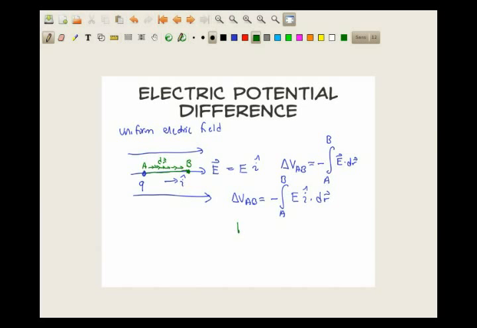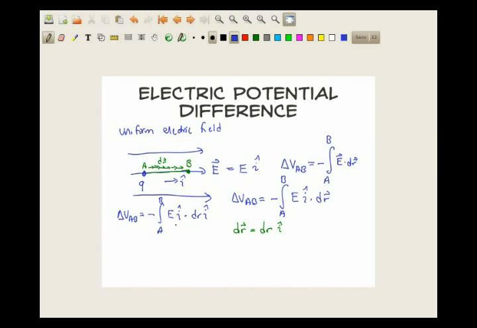So we could write the dr vector as equal to its magnitude, the magnitude of that little length dr, times i hat, because i hat is the unit vector for the dr vector, at least according to the picture that I've drawn here. So we can substitute that in. Delta V_AB is equal to negative the integral from a to b of E i hat dot dr i hat.